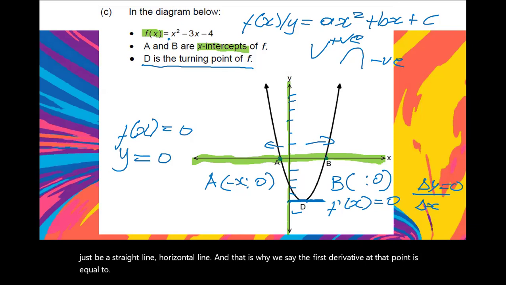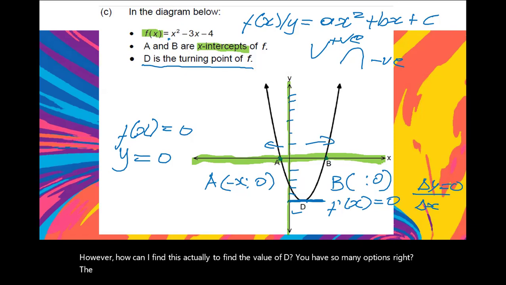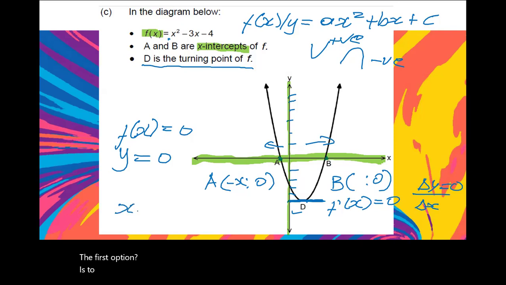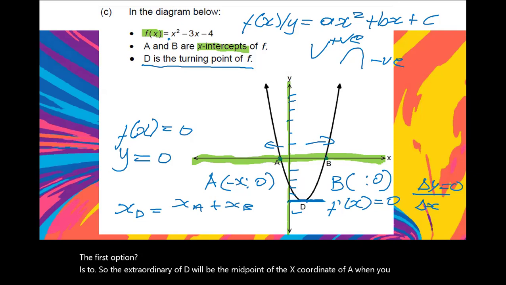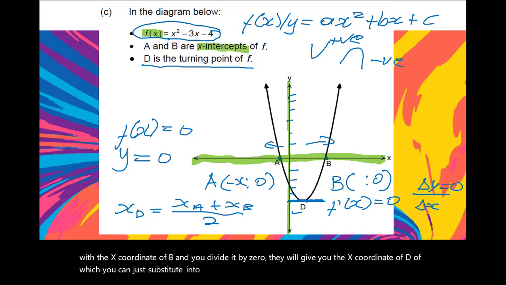However, how can I find this actually? To find the value of D, you have so many options, all right? The first option is that the x coordinate of D will be the midpoint of the x coordinate of A, when you add it with the x coordinate of B and you divide it by 2. That will give you the x coordinate of D, which you can just substitute into the original equation to find the y coordinate.